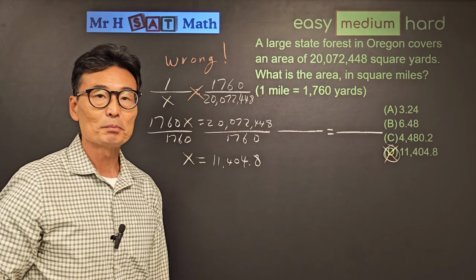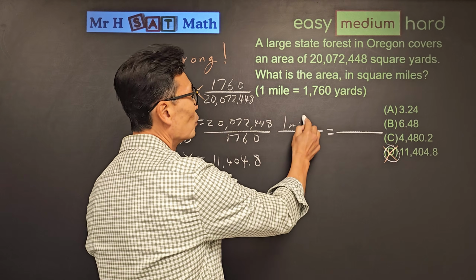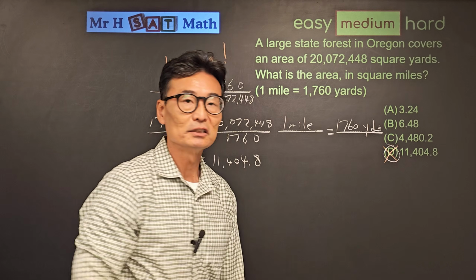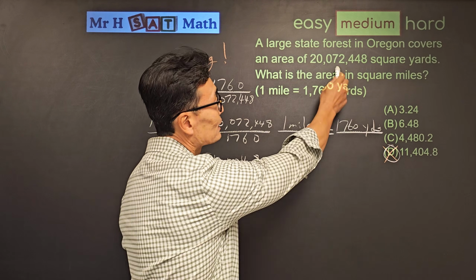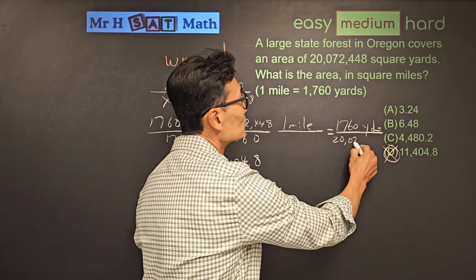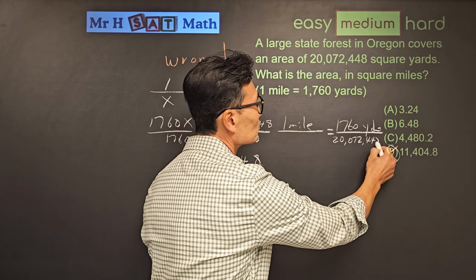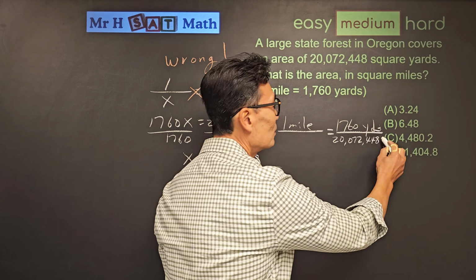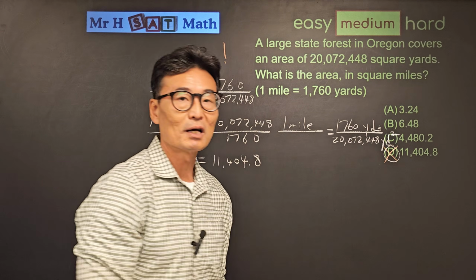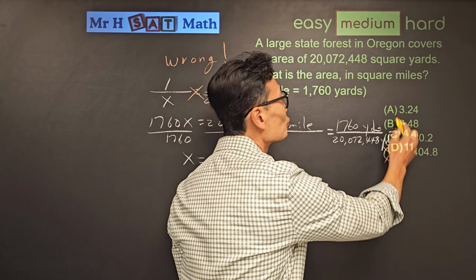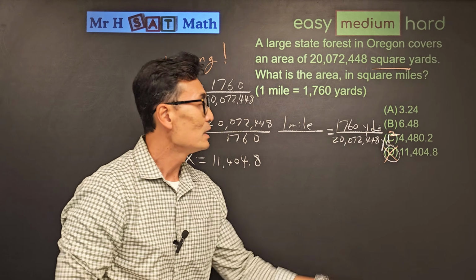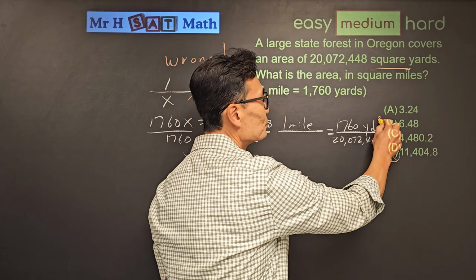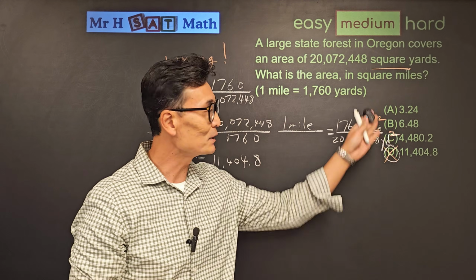Just like before, we're going to set up a proportion. Only difference is that I'm going to write down the word mile and the word yards. Underneath, I'm going to write down what's given. However, it's 20,072,448 yards square. I'm going to emphasize the square because it's square yards. If the denominator unit is square yards, then the numerator has to be square yards as well. It's got to be the same.